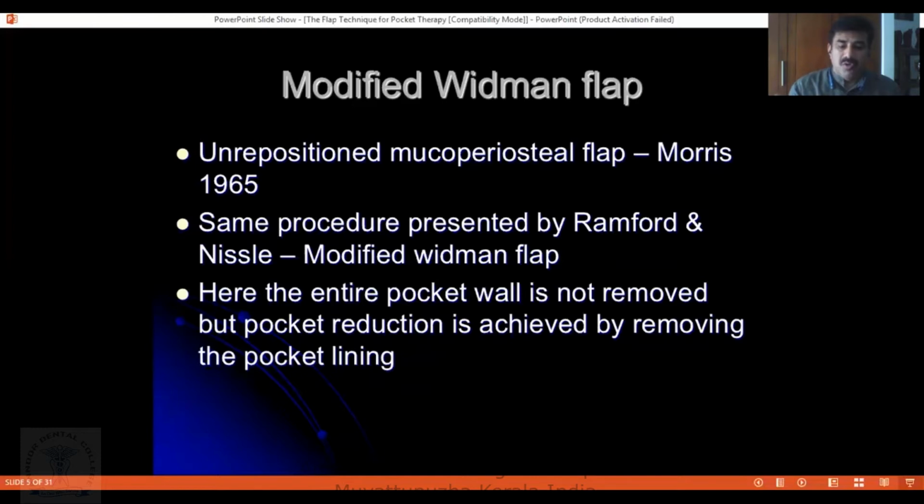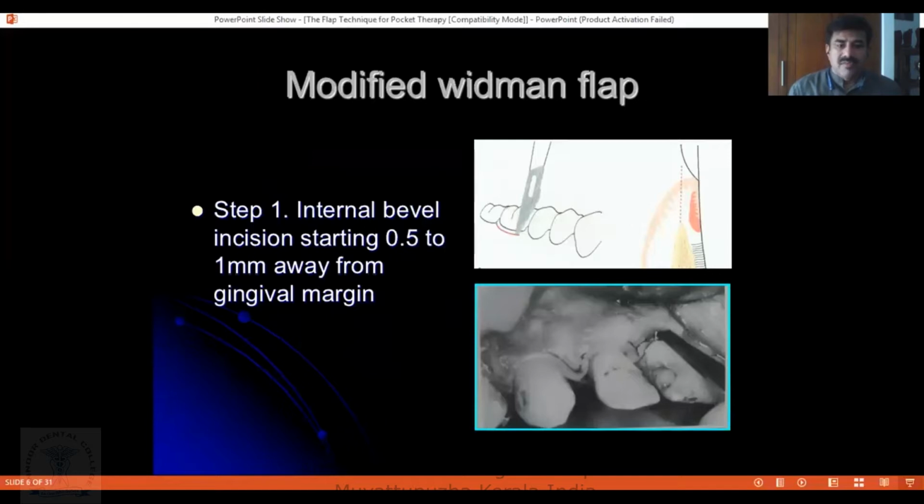So you all know that whenever there is a gingival sulcus or periodontal pocket, the soft tissue lining the pocket is inflamed and contains a lot of diseased tissue. So, rather than removing the entire lateral wall of the periodontal pocket, you just remove this lining, and that is how you try to achieve pocket elimination. In the first step, you make an internal bevel incision. We discussed the internal bevel incision in the last class.